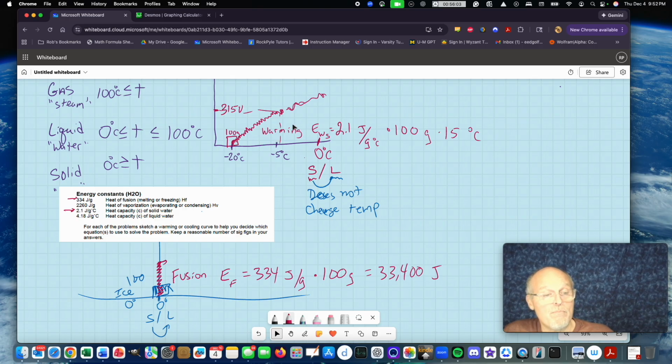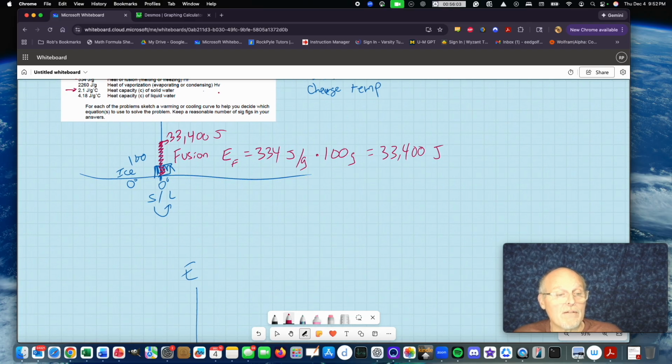So if I were to do both of these, then I would have some energy that it took to get it up to temperature, and then it takes the energy of fusion, and you'll notice that this energy is much more significant, right? So raising 15 degrees is 3,000 joules, but converting that same amount from solid to liquid is 33,000 joules. So most of the energy goes in the actual phase change.